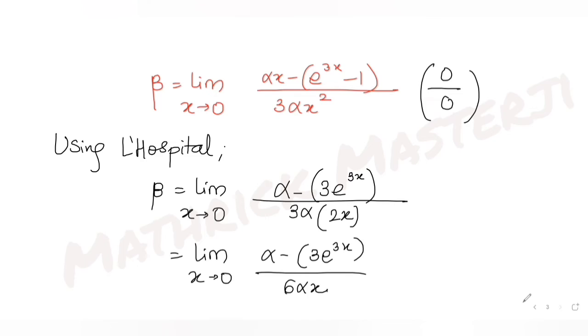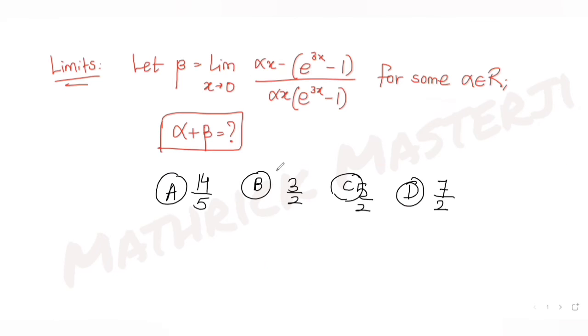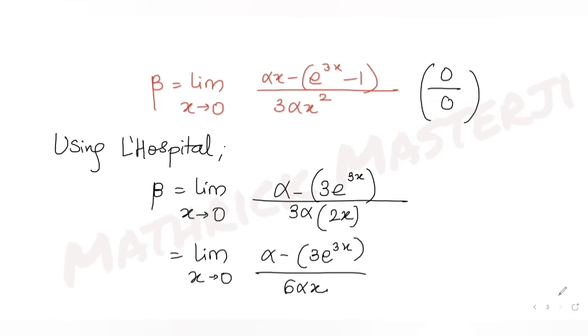Because we have been told to find the value of alpha plus beta, where beta is the value of this entire limit. So when I have to find the value and I know it exists, if I again plug in the value of x as 0, the denominator becomes 0. And the numerator becomes alpha minus e raised to 0, which is 1, so it becomes alpha minus 1... so it becomes 3.